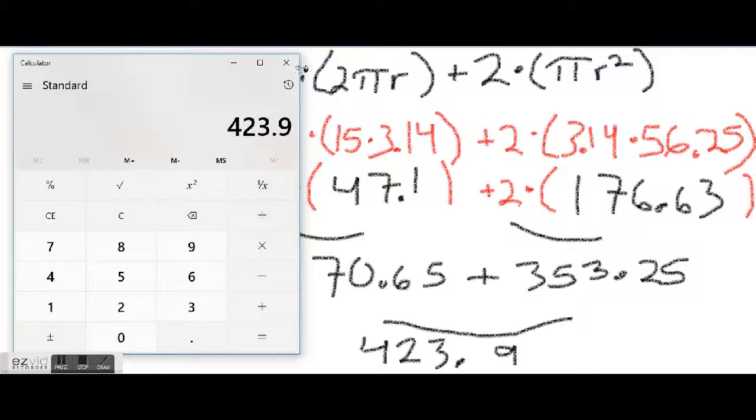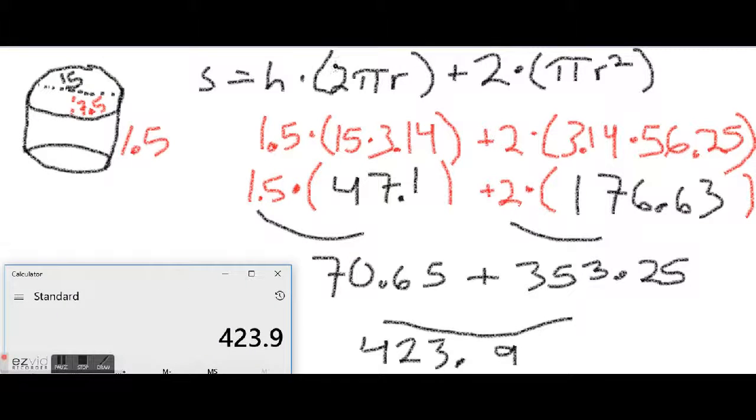So you have the height times 2 pi r plus 2 times pi r squared. Right? You have the height, which is 1.5, 2 pi r. So that's 3.14 times r, 2 times r becomes 15 again. Alright? Plus 2 times 3.14 r squared. R is 7.5 times 7.5 gives us this number. Then I did 15 times 3.14 and I get this answer.